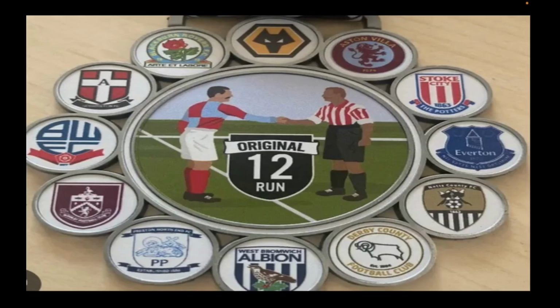So, back on the slide, I showed you Preston were league champions. There was this badge at the bottom right corner of the screen. In this badge, we see just the original 12 football league clubs: Wolves, Aston Villa, Stoke City FC, Everton, Notts County, Derby County Football Club, West Bromwich Albion, Preston North End, Burnley Football Club, Bolton Wanderers, Accrington FC, and Blackburn Rovers. The original 12 Football League clubs.